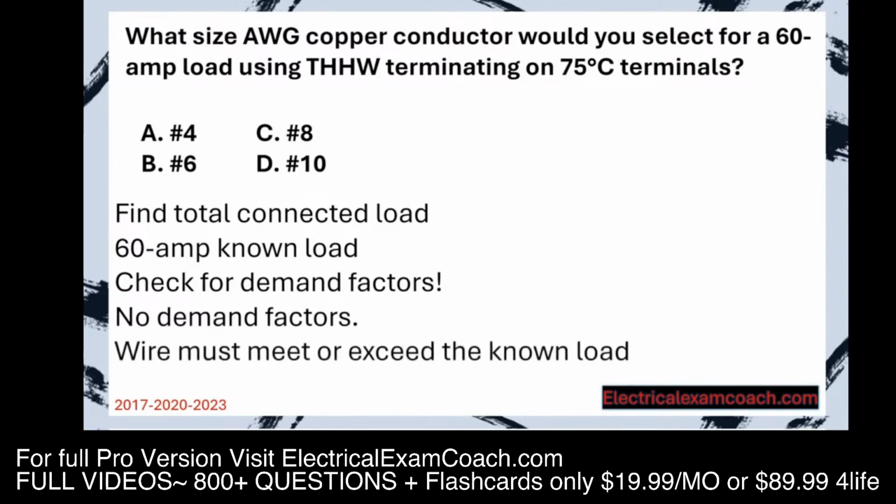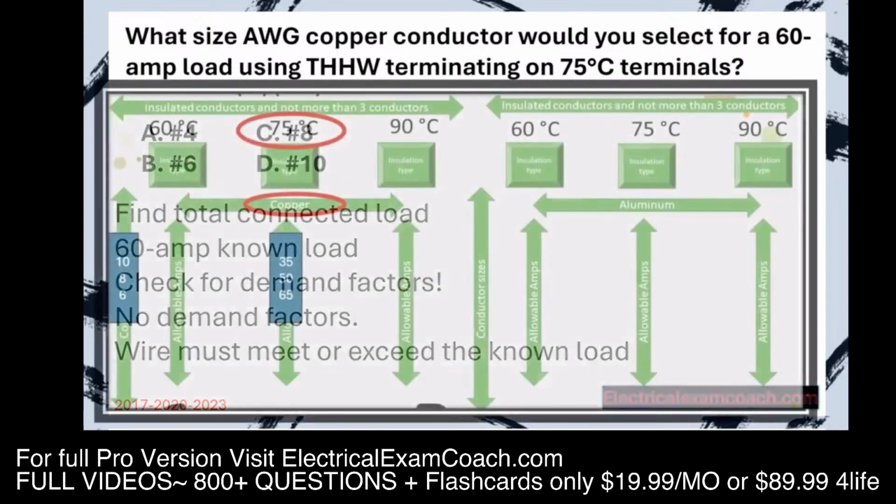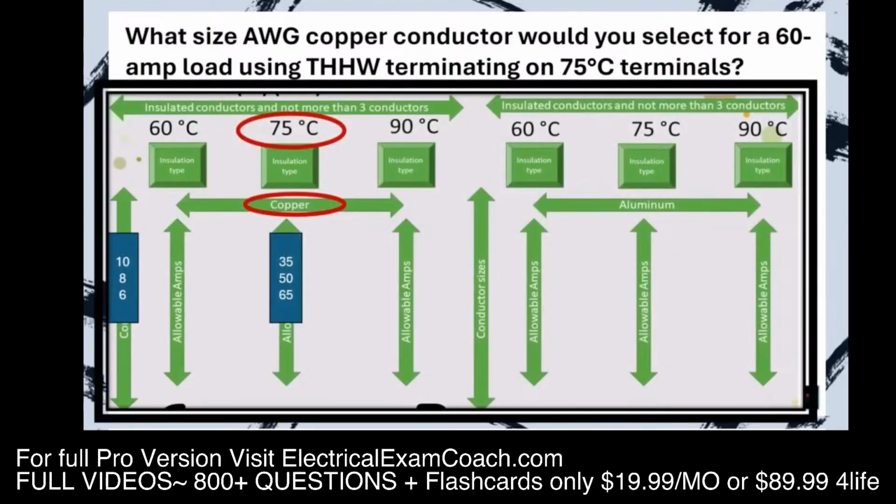The wire must meet or exceed the known load. There is no next size up rule. The wire always has to meet or exceed the known load. So we head to our primary ampacity table, and we're going to start on the left-hand side because our question is copper. Always carefully go through these steps. What type of metal? Copper.